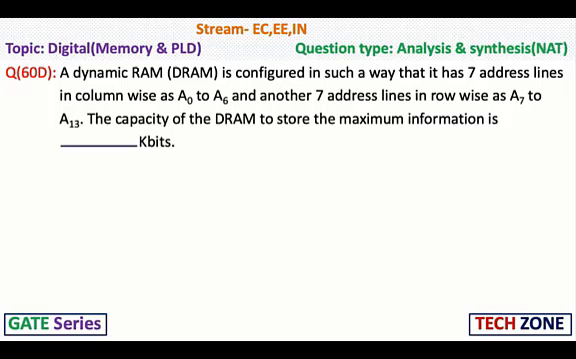Next, the question here is, a dynamic RAM, that is DRAM, is configured in such a way that it has 7 address lines column-wise as A0 to A6 and another 7 address lines row-wise as A7 to A13. The capacity of the DRAM to store the maximum information is ____ kilobits.